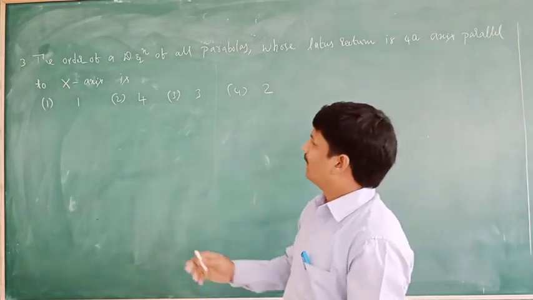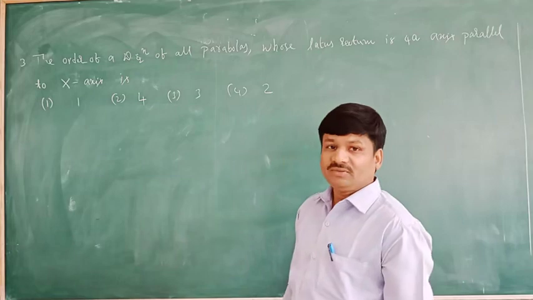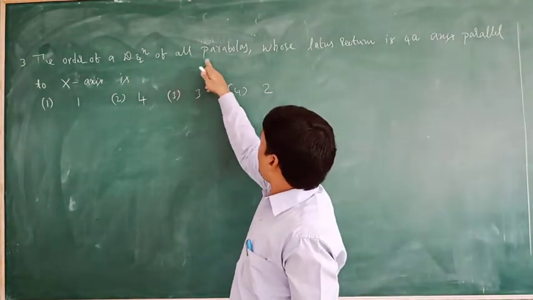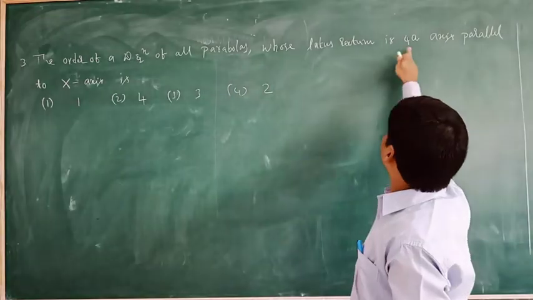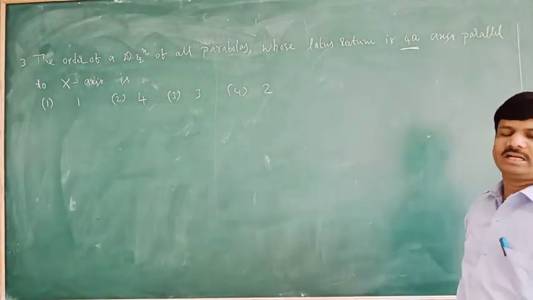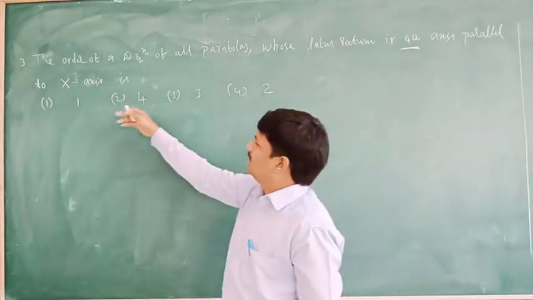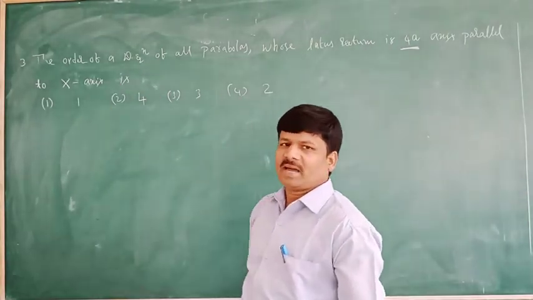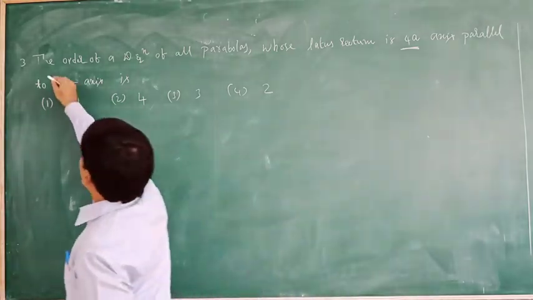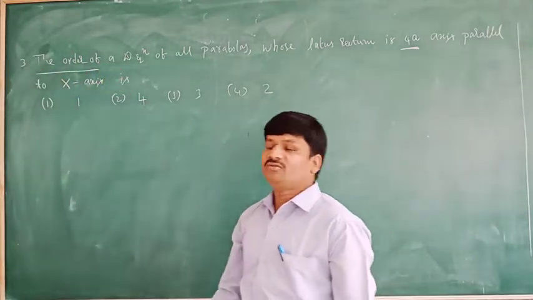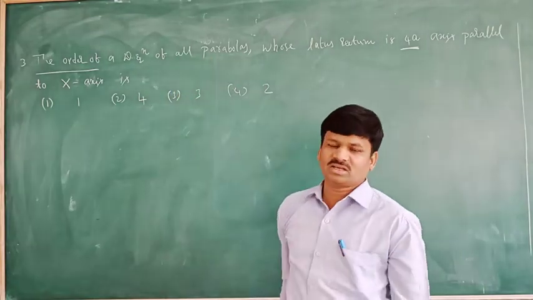What is given here? The order of the differential equation of all parabolas whose latus rectum is 4a, axis parallel to x-axis. Here also, what is being asked? The order of the differential equation of all parabolas is asked.